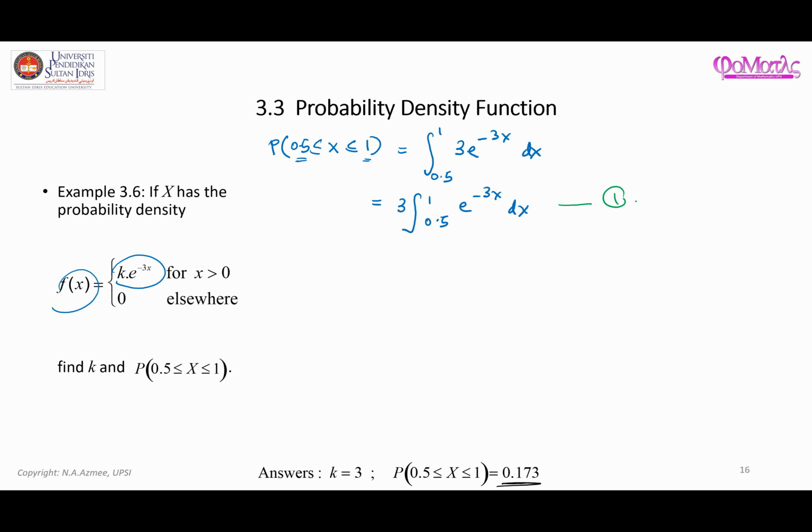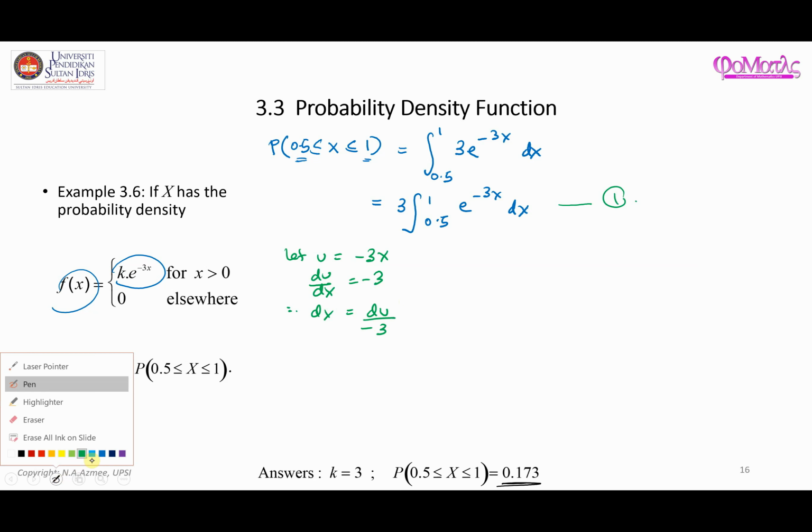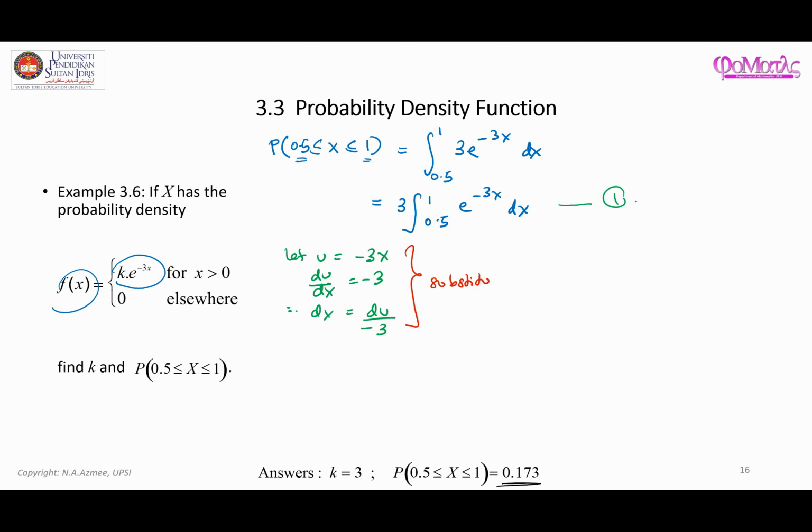We are going to let u equal negative 3x. So du/dx is negative 3. Therefore, dx is du over negative 3. And we're going to substitute this result into 1.